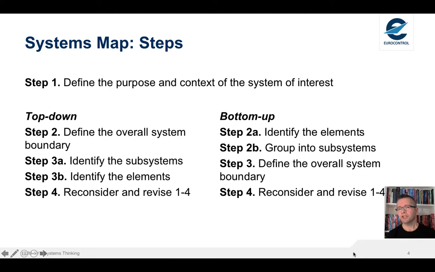The next method is a bottom-up method. Here, once we've defined the purpose and the context of a system of interest, we identify the elements at the most basic level. We then group these elements into subsystems. And then we might define the overall system boundary. And again, we'll reconsider and revise steps 1 to 4.